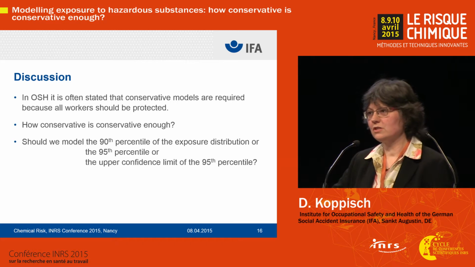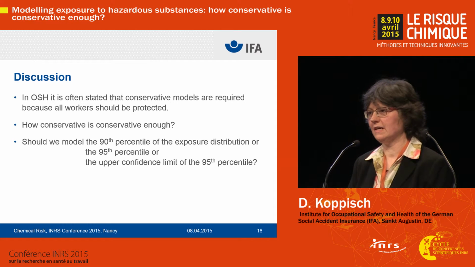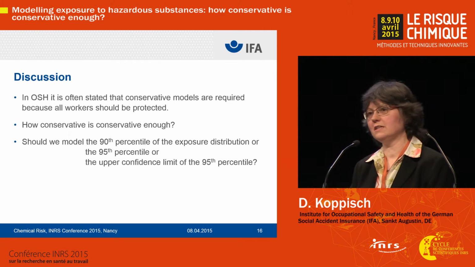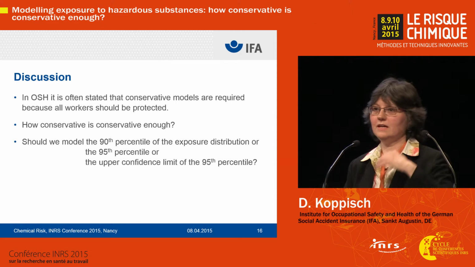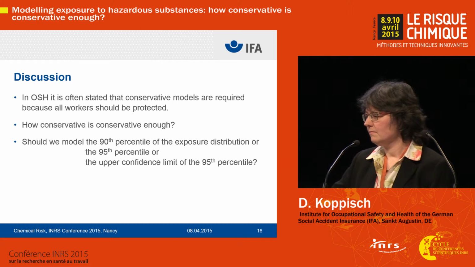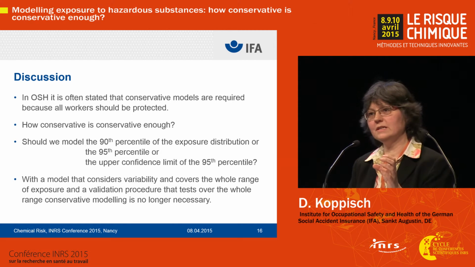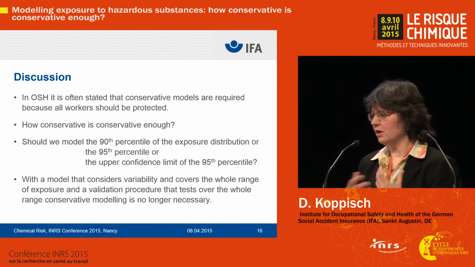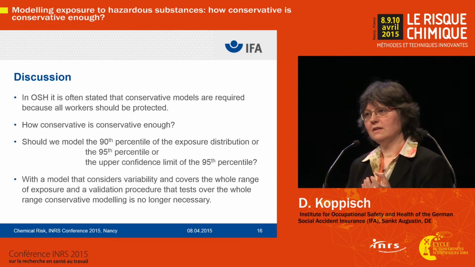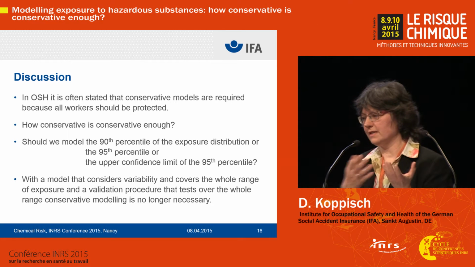So the question is, should we model the 90th percentile, or should we model the 95th percentile? Or some even say we should calculate a confidence limit around the 95th percentile and take the upper limit, and you always get an even higher exposure. And our proposal is that when we have a model that considers the variability and incorporates it and covers the whole range of exposure, and we have also a validation procedure that tests over the whole range, then we no longer need a conservative model with one single value, which is always an overestimation.